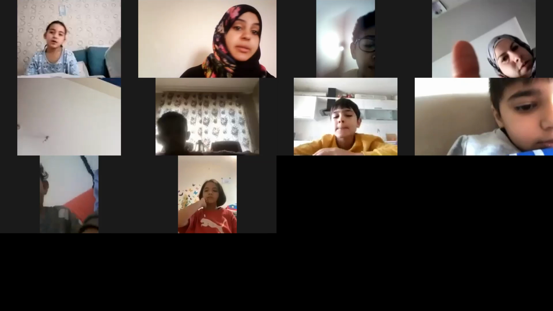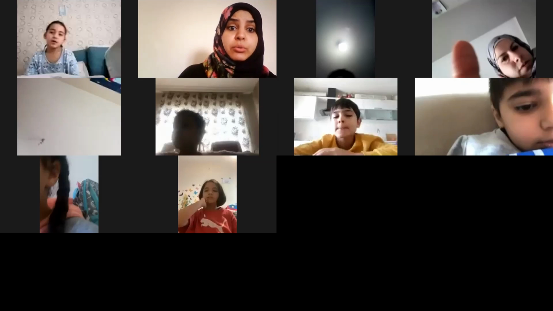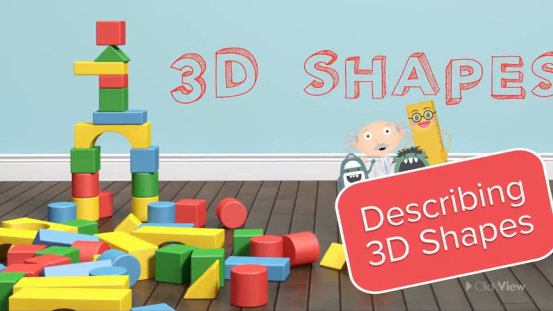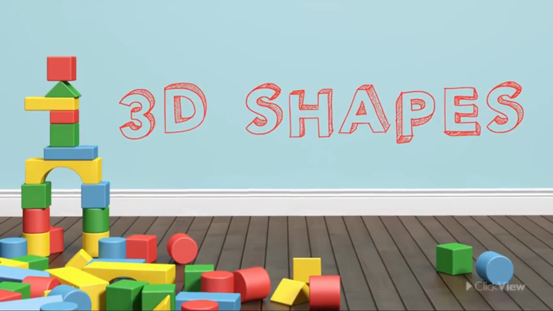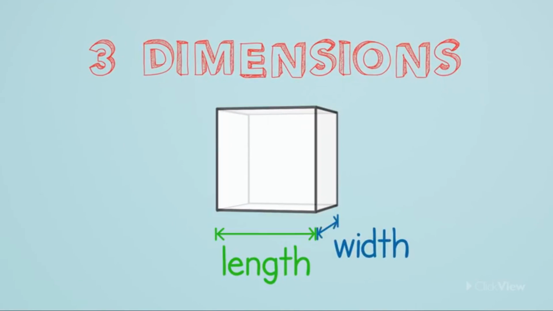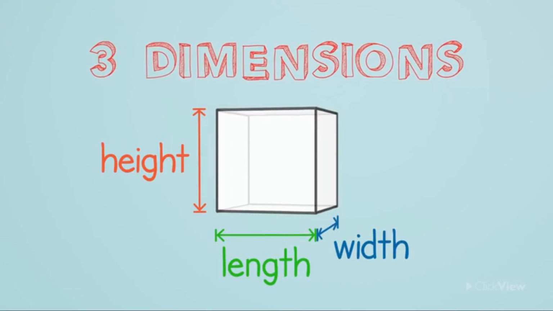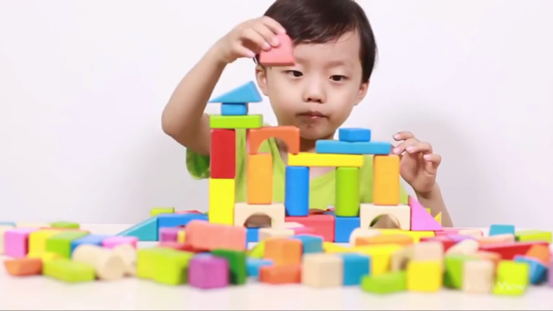Three-dimensional shapes. So, let's watch this video to know what three-dimensional shapes mean. Three-dimensional or 3D shapes are shapes that take up space. They have 3 dimensions: length, width, and height. The world is made up of 3D shapes. They are all the things we can hold. Your book is a 3D shape.